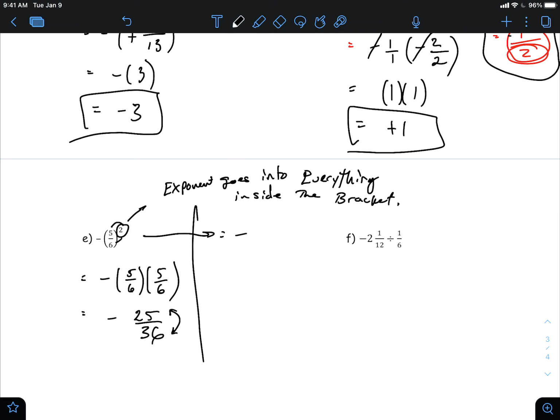So what does that actually look like? It turns into 5 squared over 6 squared. We're going to see more of this, and harder questions, in our exponent unit, or power laws, exponent laws, when we get there. So we get negative 5 squared is 25, and 6 squared is 36.